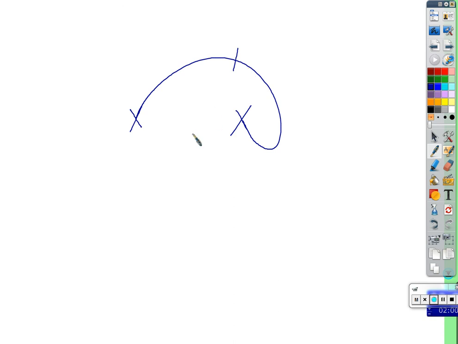Next player could connect these two, or connect this one with itself, or anything like that, as long as every time you draw a line or a curve, you put a slash through it. So I'll just do like this, connect these two, put a slash through it, somewhere in the middle. And the next person can go from here to there, right? And so you put a slash there. You keep playing until there are no more moves left, okay?